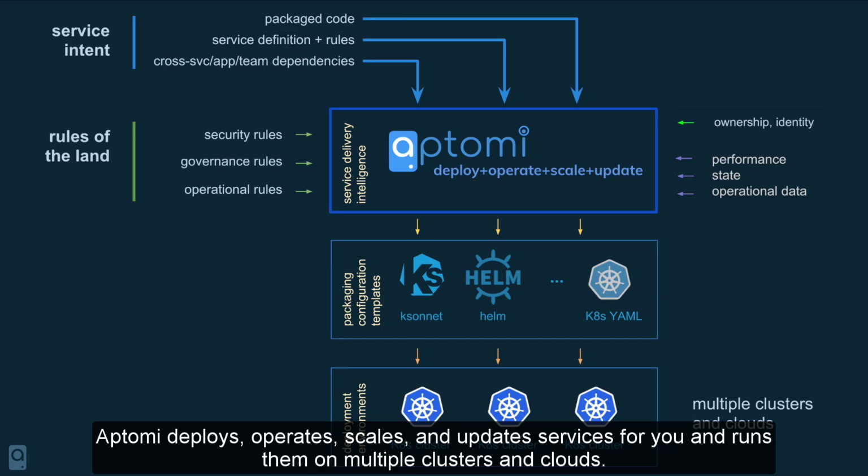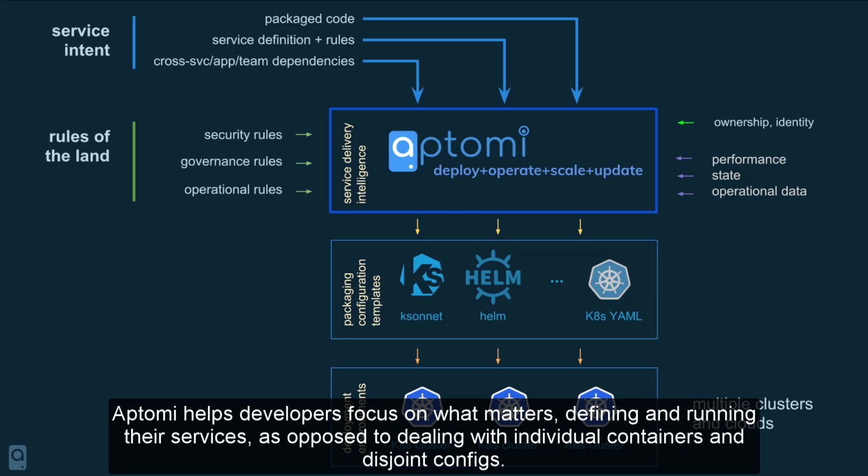Aptomi deploys, operates, scales, and updates services for you and runs them on multiple clusters and clouds. Aptomi helps developers focus on what matters, defining and running their services, as opposed to dealing with individual containers and disjoint configs.